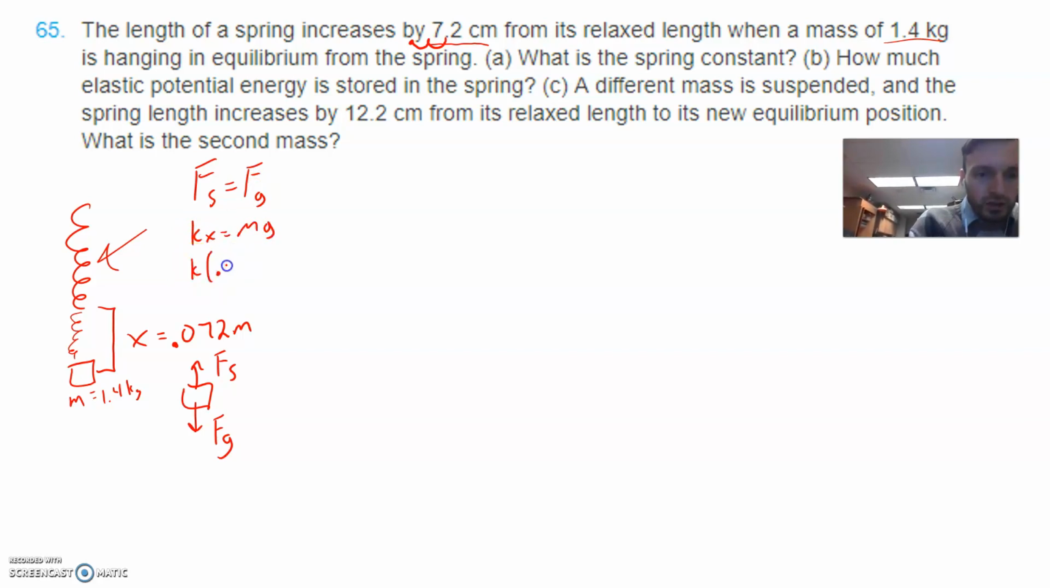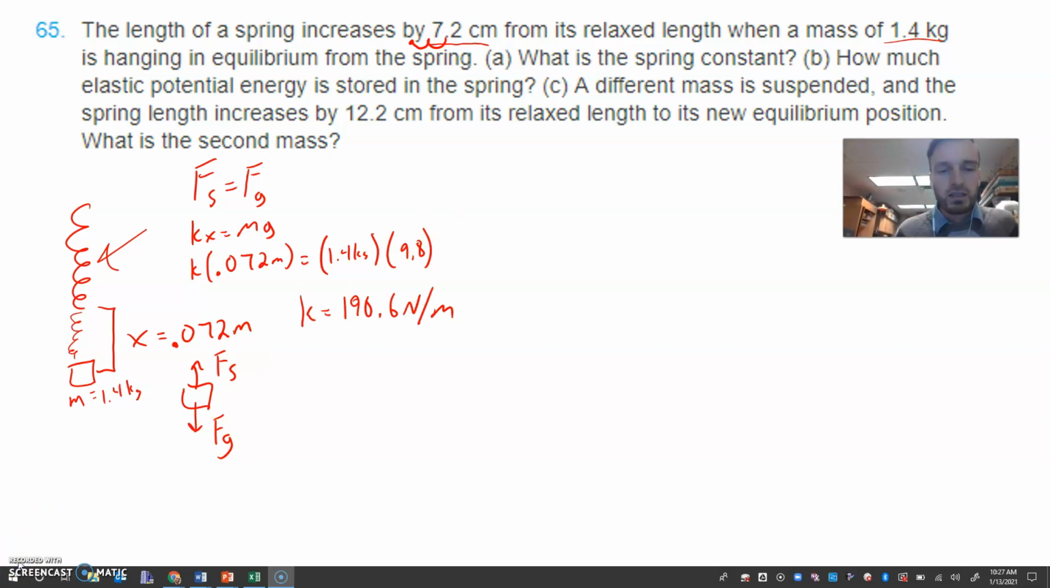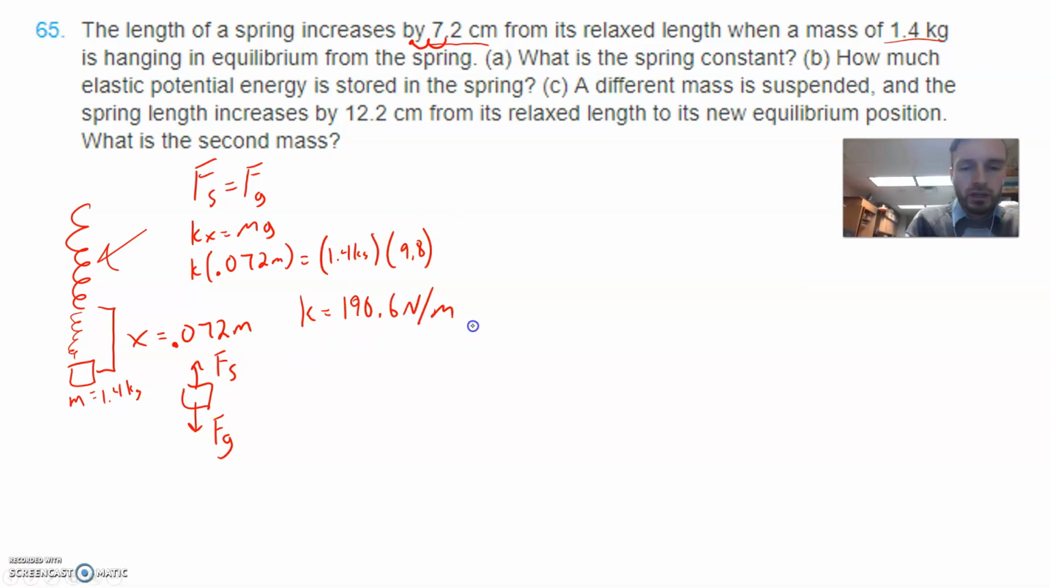So k times the stretch distance, 0.072 meters, equals the mass, 1.4 kilograms, times 9.8 meters per second squared. I should write the units, but we're trying to grind. We're trying to get a lot of these done in a little bit of time. So I'm going to pause and do math. Bam! We calculate it. k is 190.6 newtons per meter. So by setting the force of the spring up equal to the force of gravity down, we are able to determine the spring constant k. And we've done this a lot in the lab.